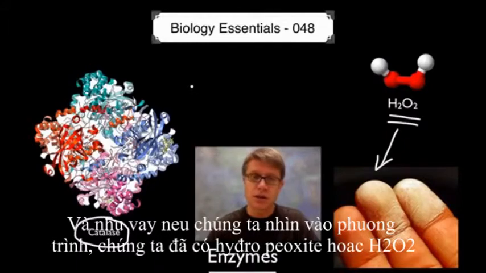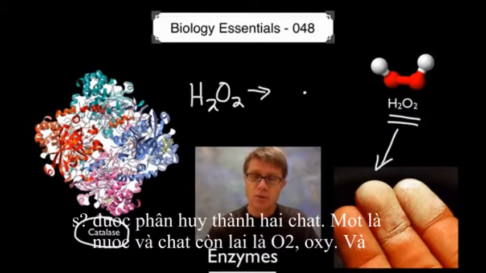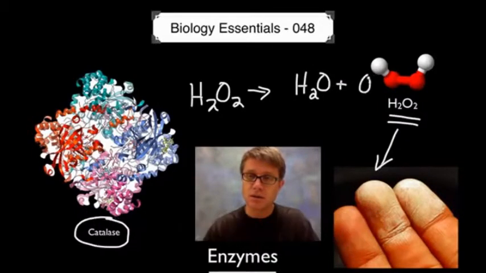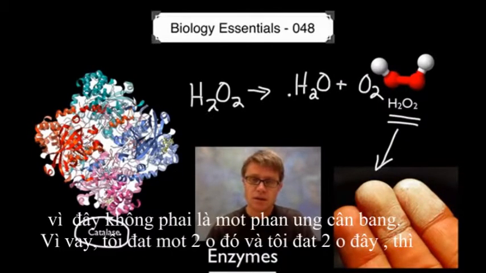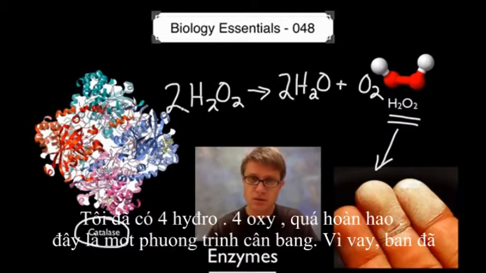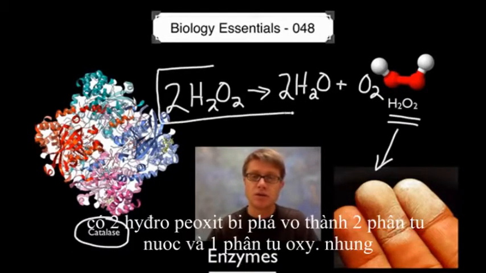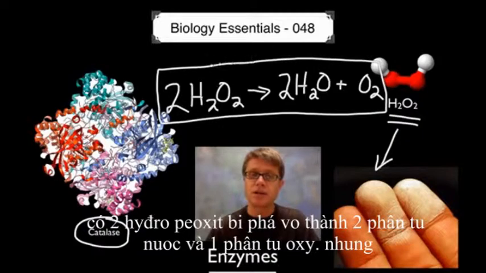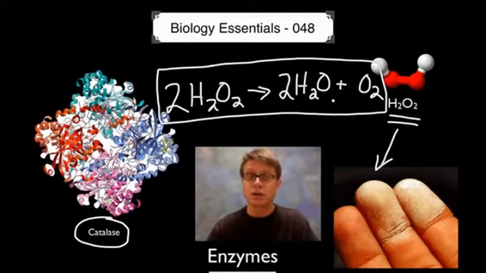And so if we were to look at the equation, we've got hydrogen peroxide, or H2O2, is going to break down into two things. One is water, and the other one is O2, oxygen. And so this is not a balanced reaction. So if I put a 2 there, and I put a 2 here, so hydrogens, I got 4, 4. Oxygens, I got 4. So perfect. So this is a balanced equation. So you've got 2 hydrogen peroxide breaking down into 2 water molecules and 1 oxygen molecule.